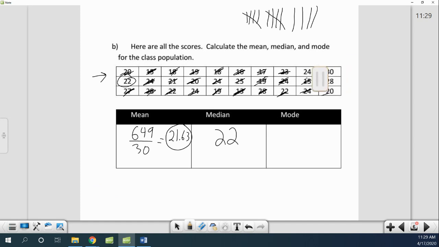All right, last one, mode. What number shows up the most? All right, I got 2 20s.